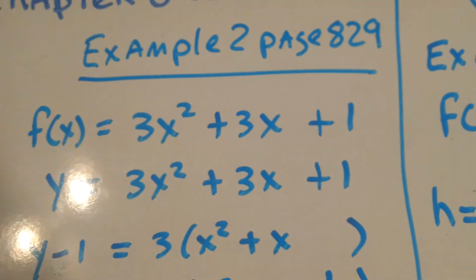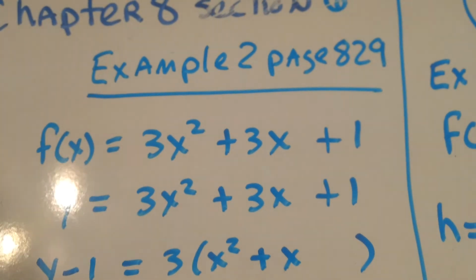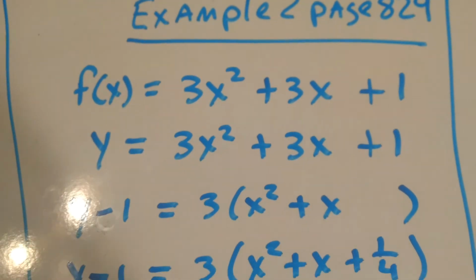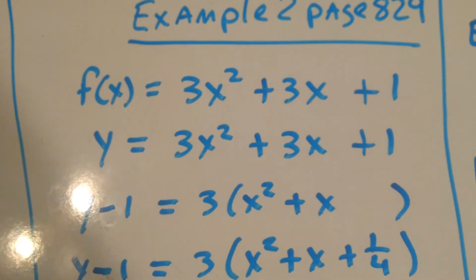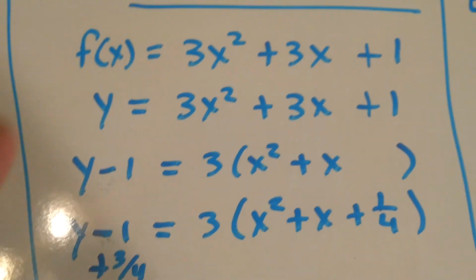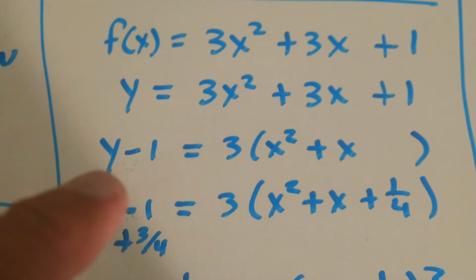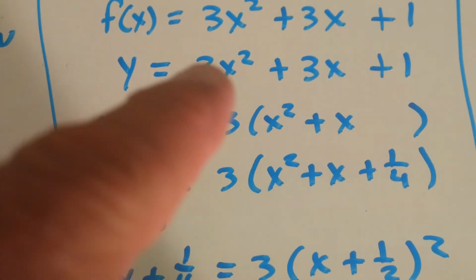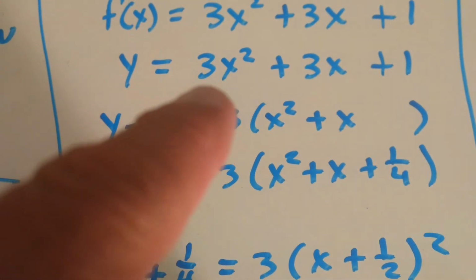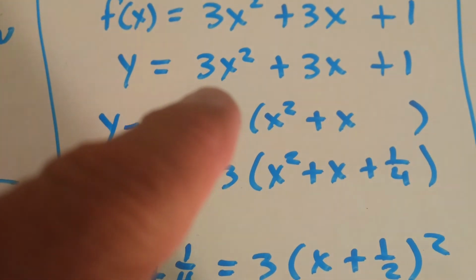Here's another example. This is example 2 on page 829. It says f of x equals 3x squared plus 3x plus 1. Again, I change the f of x to y. Again, I subtract the 1 over. Now, one of the things we have to do is we have to make sure that there is a 1 in front of the x squared.